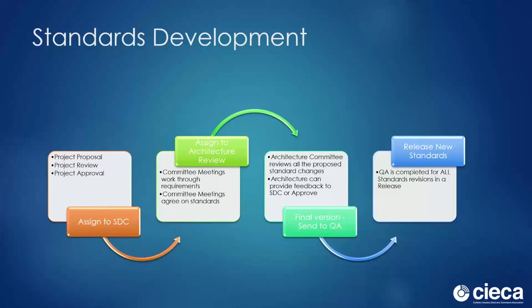Once the architecture committee approves it, that is when the schemas and everything is worked on, completed, and submitted to the QA team. When QA is completed on all the standards and revisions of every release, and once it's approved by the architecture and the QA committee, we have our release of our new standards.